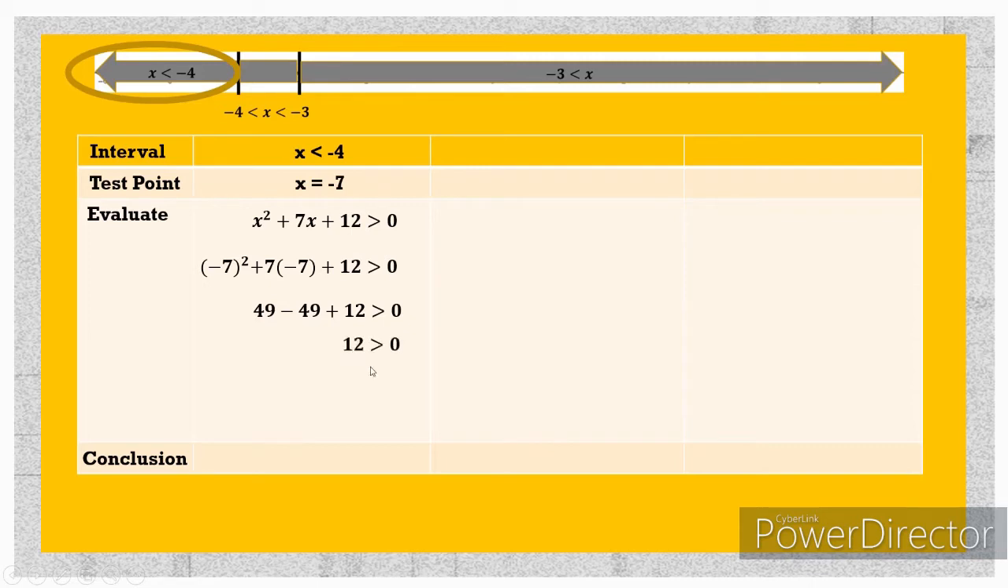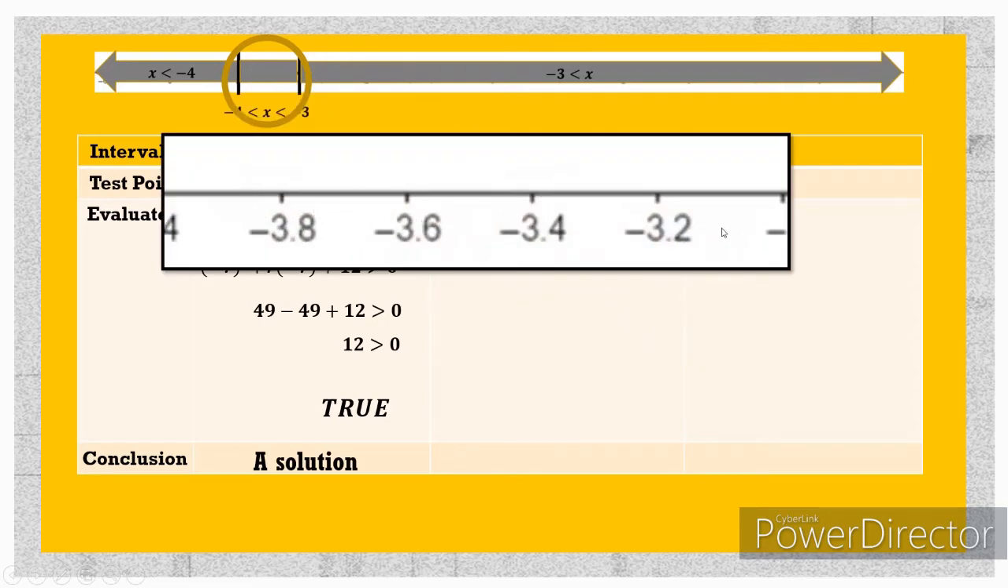So we have 12 is greater than 0. Is 12 greater than 0? Correct. So this one is true. So for the conclusion, this part is a solution of the quadratic inequality. So for the next interval, we have the interval between negative 4 and negative 3. So lahat ng number that is greater than negative 4 but less than negative 3. So lahat ng number na nasa pagitan ng dalawa na yon.